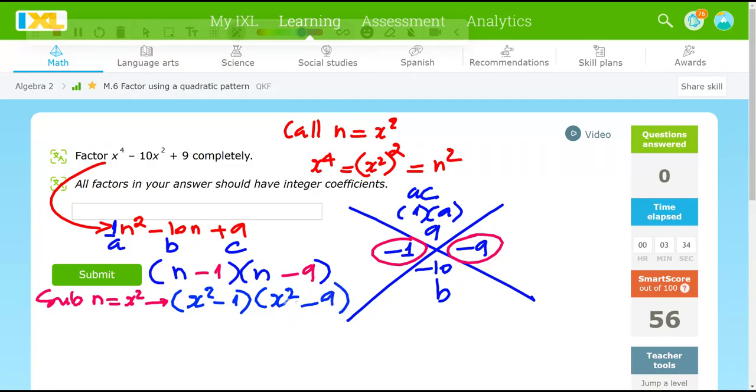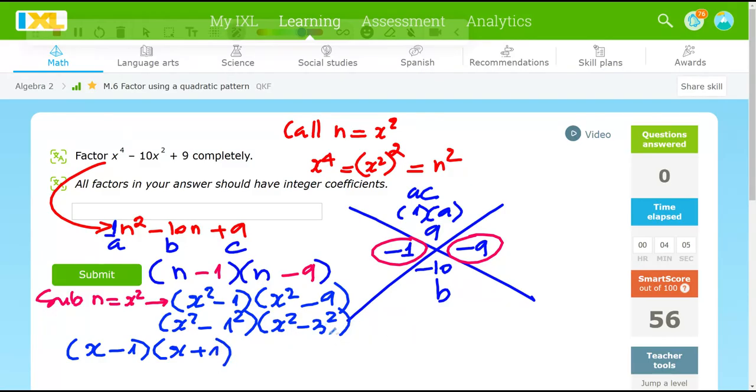Okay. So you can see we're not done. The reason is x squared subtract 1 is the same as x squared subtract 1 squared. And x squared subtract 9 is x squared subtract 3 squared. So we can factor one more time. So x squared subtract 1 squared, that's x subtract 1 and x plus 1. And x squared subtract 3 squared is x subtract 3, x plus 3.